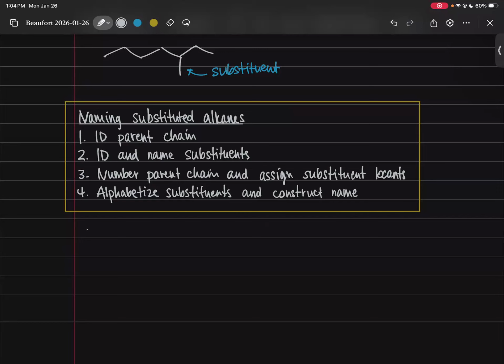Okay, so let's actually name this molecule. The parent chain, we already did that. Seven carbons, so that's heptane. And that's the longest continuous chain of carbon atoms.